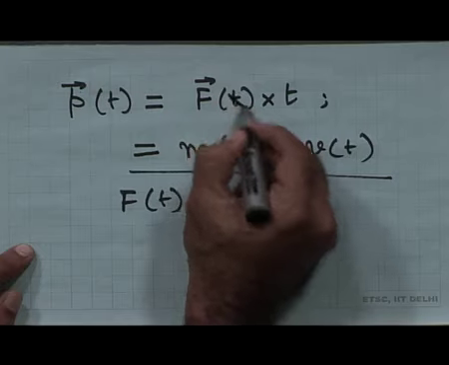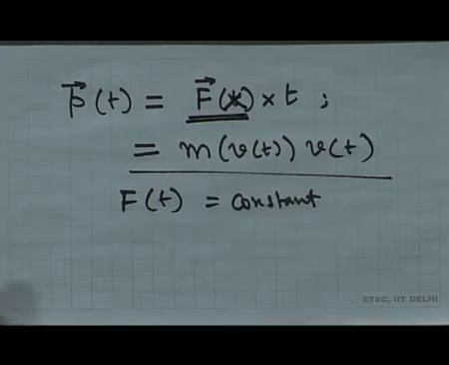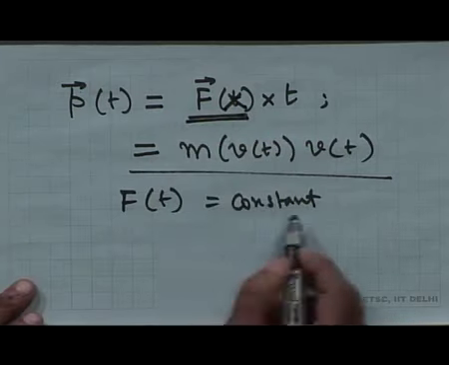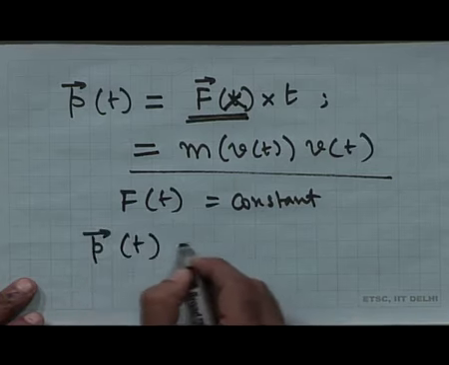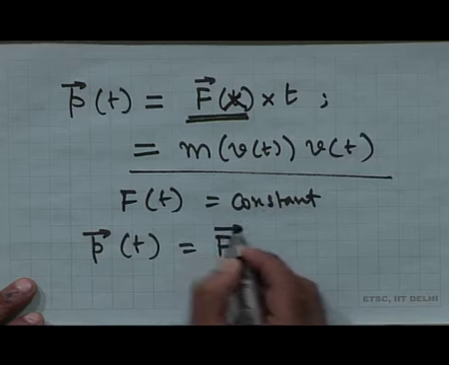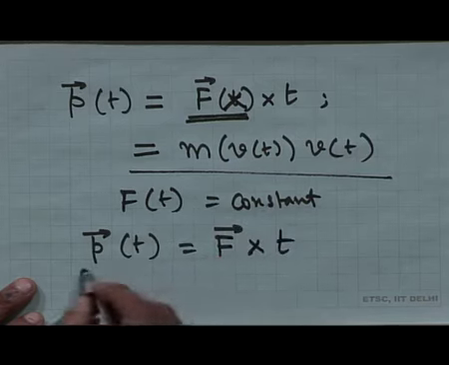So, I should not put this at all. I am sorry about that, otherwise I will have to integrate that. F of t is equal to constant. Therefore, p of t is equal to f, which is a constant, into t. This is the correct expression.